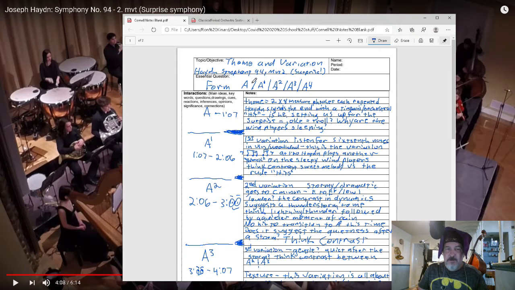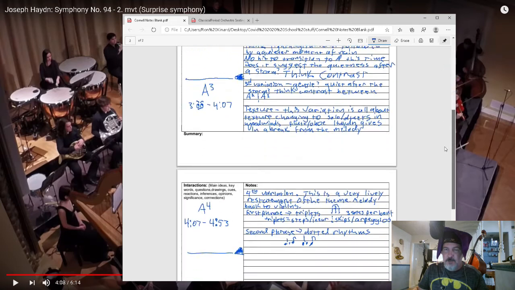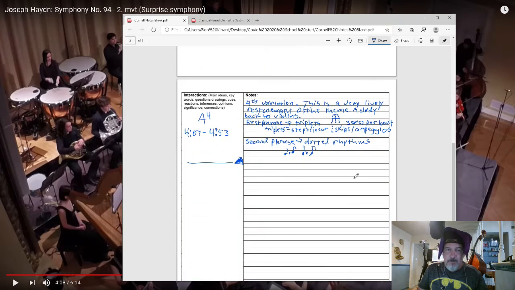So in our form, we have A1, A2, A3, and now A4. Again, keeping those little numbers designating our variations in the superscript, as we call it. In the fourth variation, this is a very lively and energetic restatement of the theme. The melody goes back to the violins. Things that we want to pay attention to: Haydn is using rhythm to create this variation.